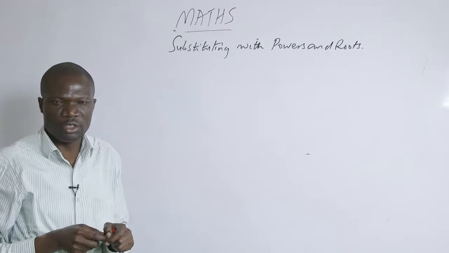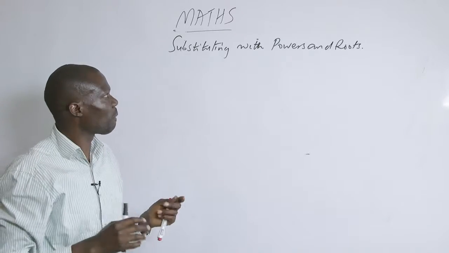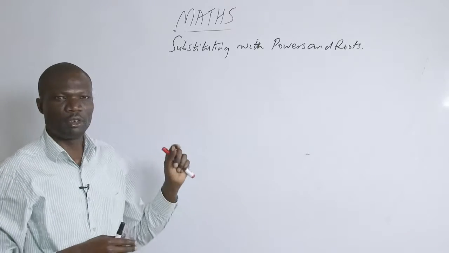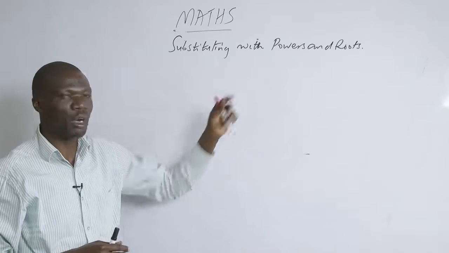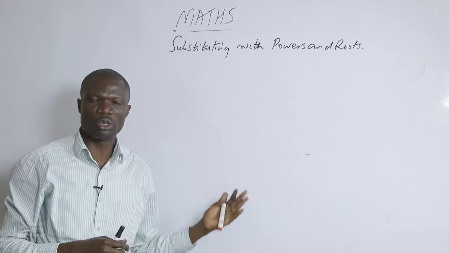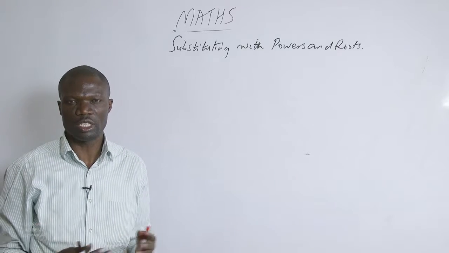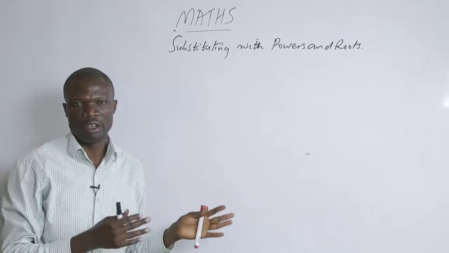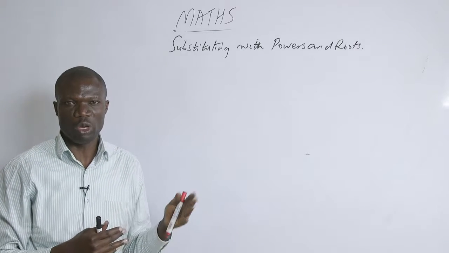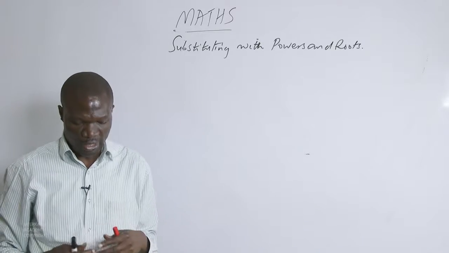Now, I want us to go into a slightly advanced level of substituting with powers and roots. You have only seen substituting when you have either the product of a pronumeral and a constant, or a pronumeral and another pronumeral. But now, when we bring in powers, how do you substitute with powers and roots?